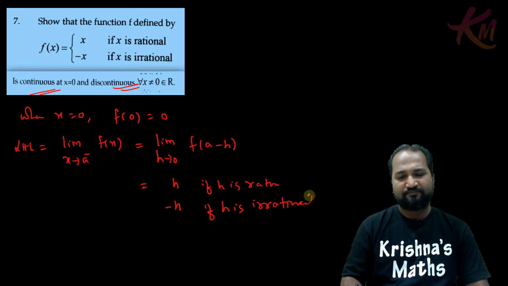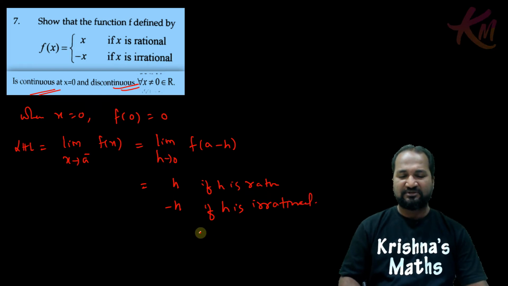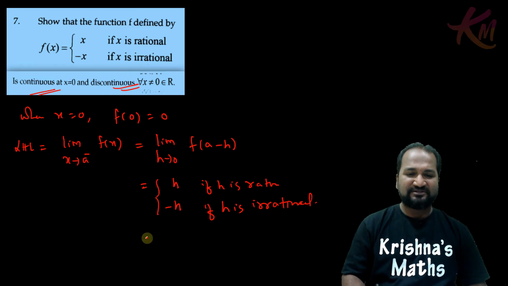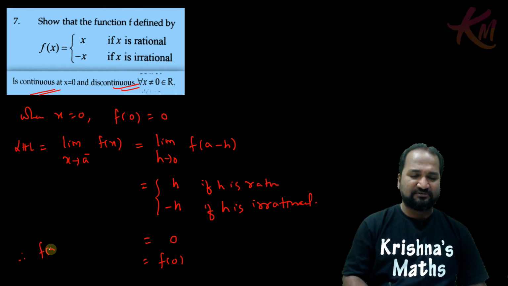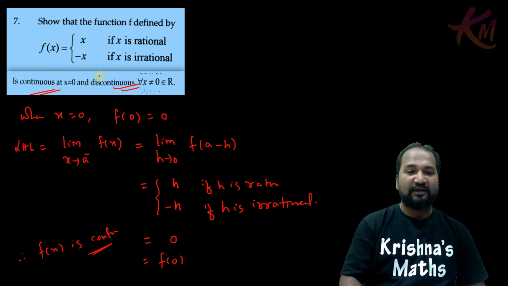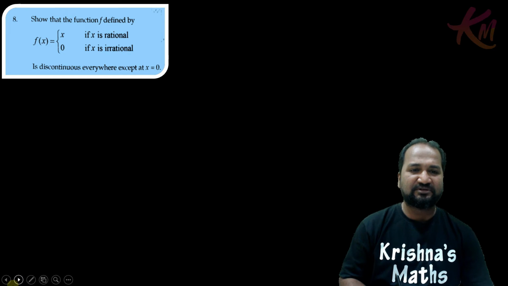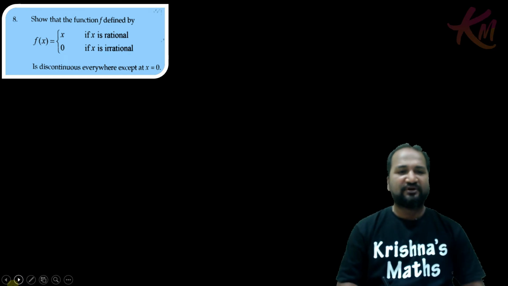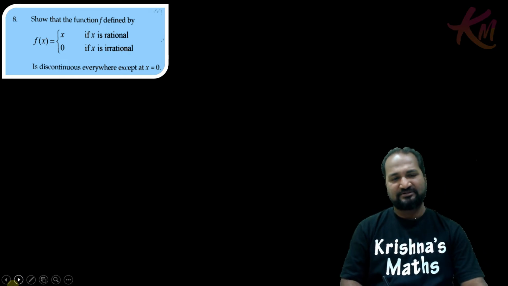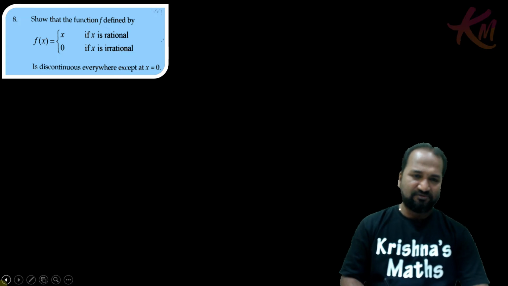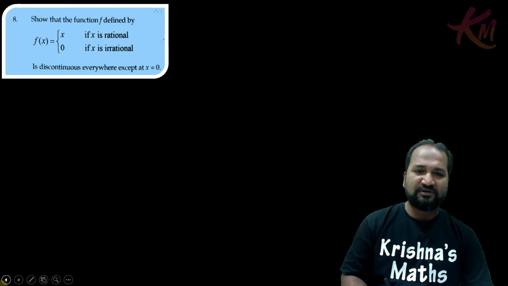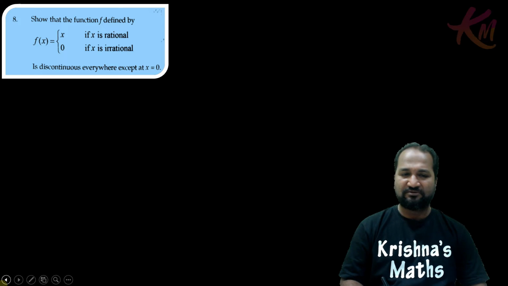Plus h when h is rational, minus h when h is irrational. But since h tends to 0, both will be equal to 0, which is equal to f of 0. Therefore, f of x is continuous at 0. And discontinuity we have done in question number 6. So the function f of x equal to x if x is rational and 0 if x is irrational is discontinuous everywhere except at x equal to 0.